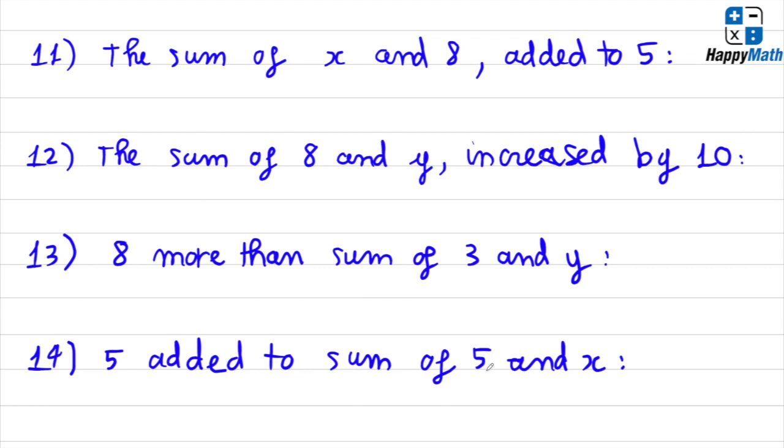For question 11, the sum of 8 and 8 added to 5. So how can you write down the expression for this sentence? First you have the sum of 8 and 8. Okay, 8 and 8, the sum, and added to 5. Added to 5 means another operation. You can simplify this to 8 plus 13. Yeah, that is the first question on this slide.